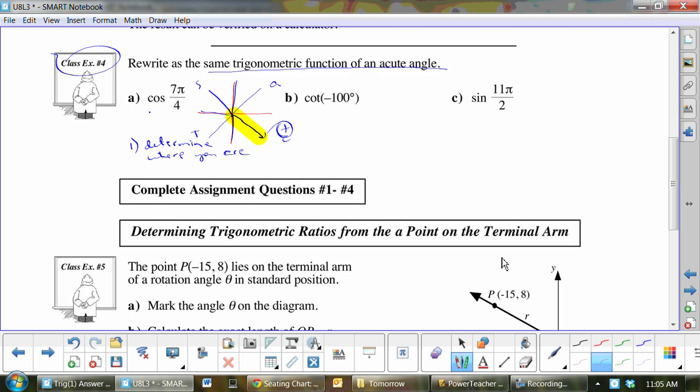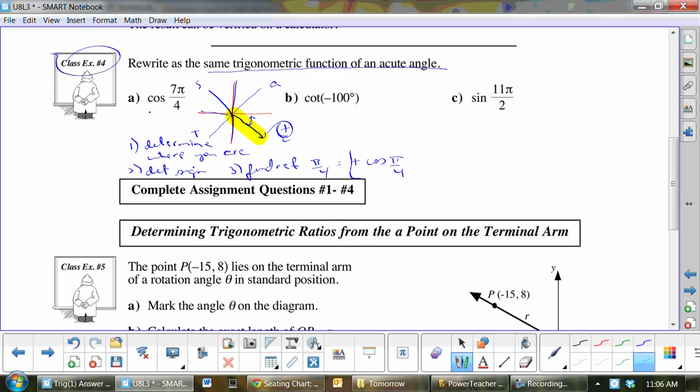Now, it is positive, and then you have to find what we call the reference angle. So 2 is determine sine. 3 is find reference. And what is the reference angle? Remember, reference angle between 0 and 90 has to be to the x-axis. What is that reference angle? Pi over 4. So your final answer is positive cos pi over 4.